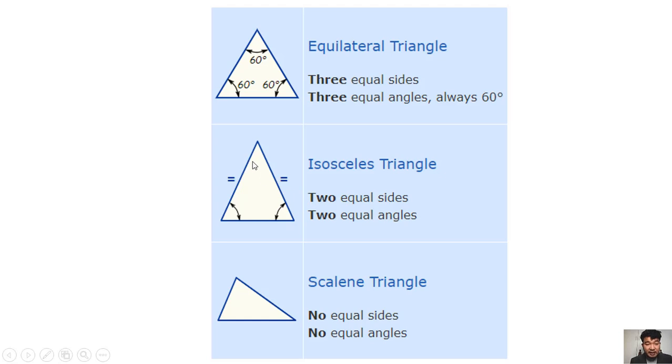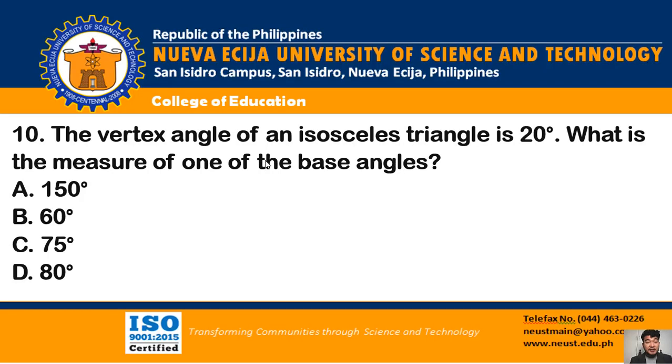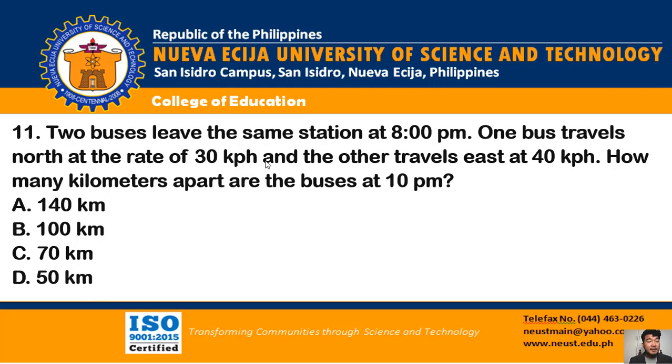Given that this is 20 degrees, and we know that the sum of the three angles of a triangle is equal to 180 degrees, 180 minus 20 is 160. 160 divided by 2 is 80 degrees. So that means the measurement of the base angles of an isosceles triangle with 20 as its vertex angle is 80 degrees, or letter D.